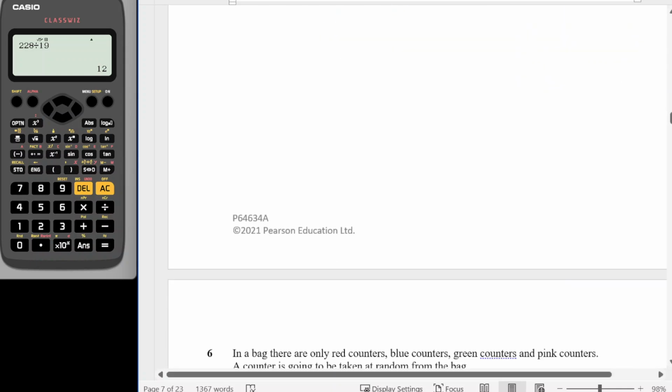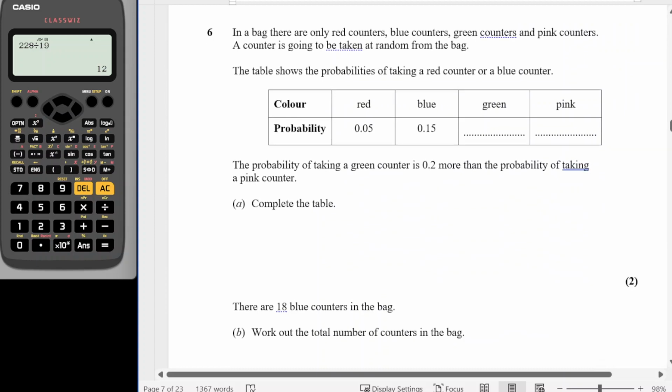Right, question 6. In a bag, there are only red counters, blue counters, green counters, pink counters. A counter is going to be taken at random from the bag. The table shows the probability of taking a red counter or a blue counter. The probability of taking a green counter is 0.2 more likely than the probability of taking a pink counter. Complete the table.